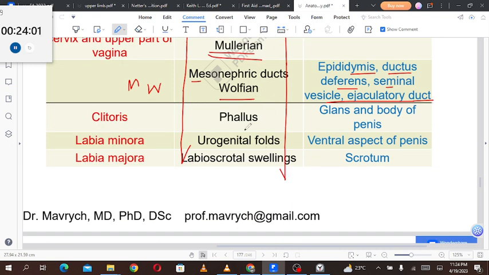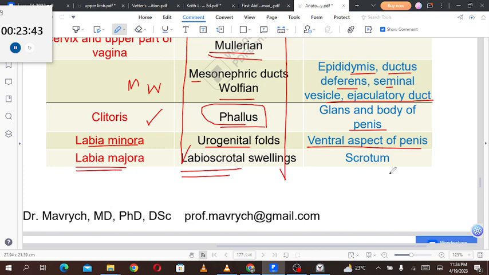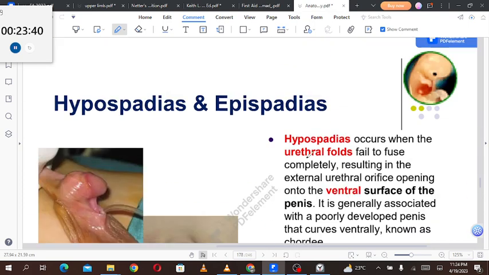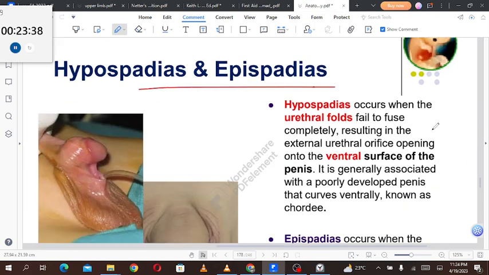Then we have clitoris that is coming from the phallus. So in the embryo we have phallus that makes clitoris in the females and glans and body of the penis in the males. Then urogenital folds are going to form labia minora in the females, while ventral aspect of the penis in the males, and labioscrotal swellings are going to form the labia majora in the females, while scrotum in the males. Moving forward to the hypospadias and the epispadias.